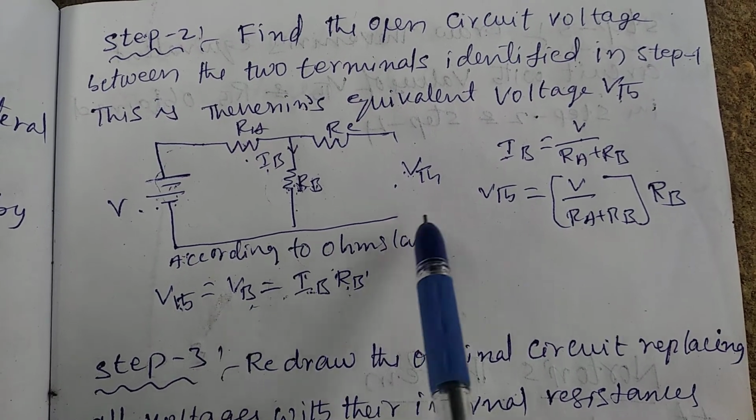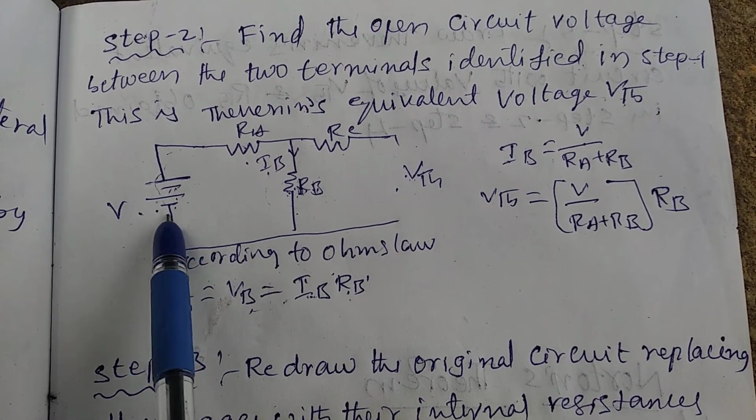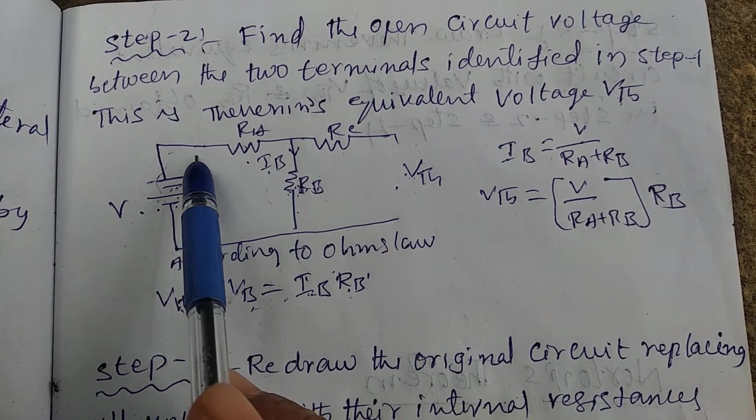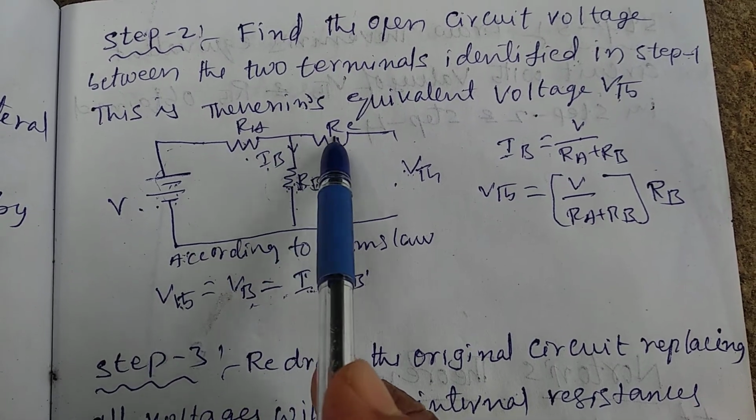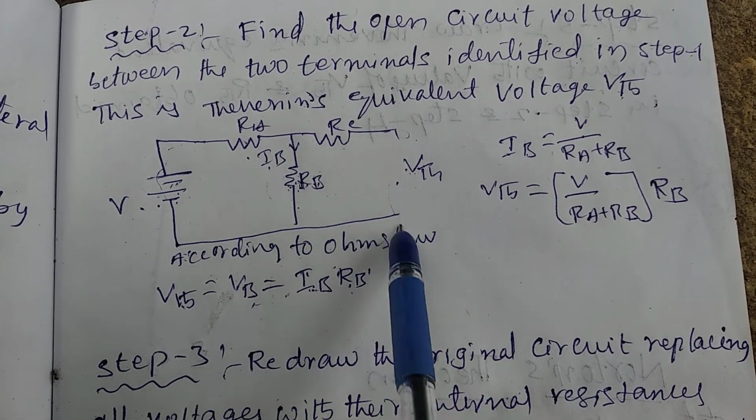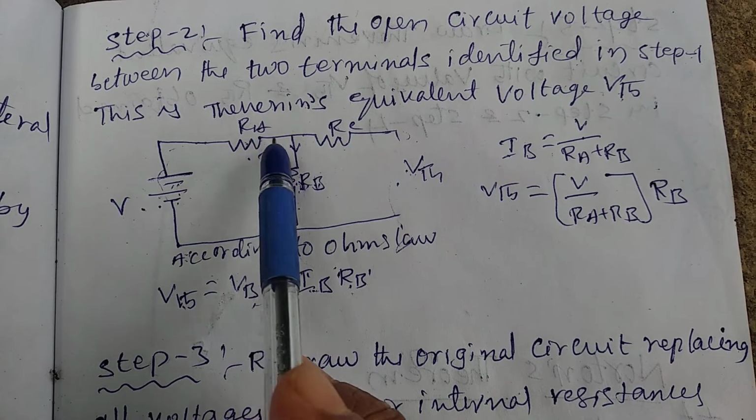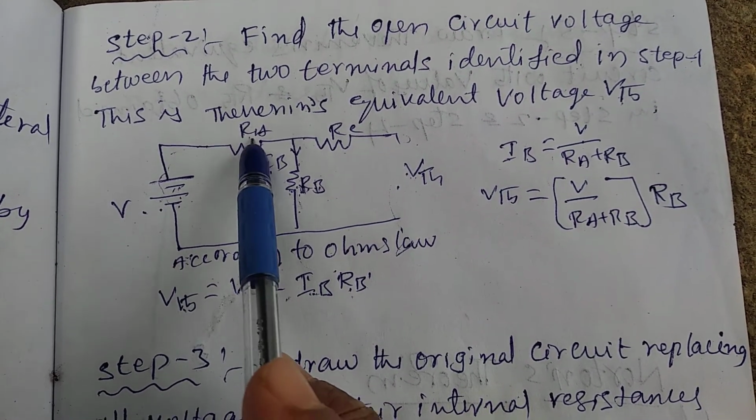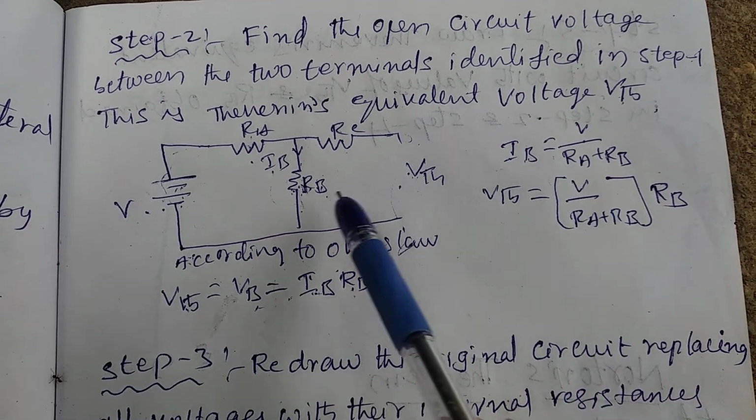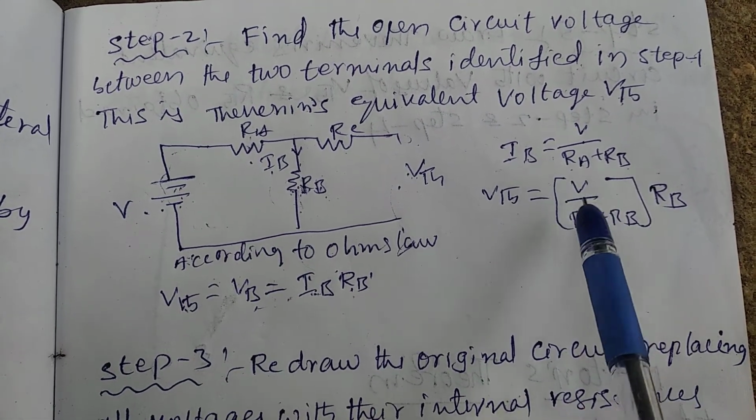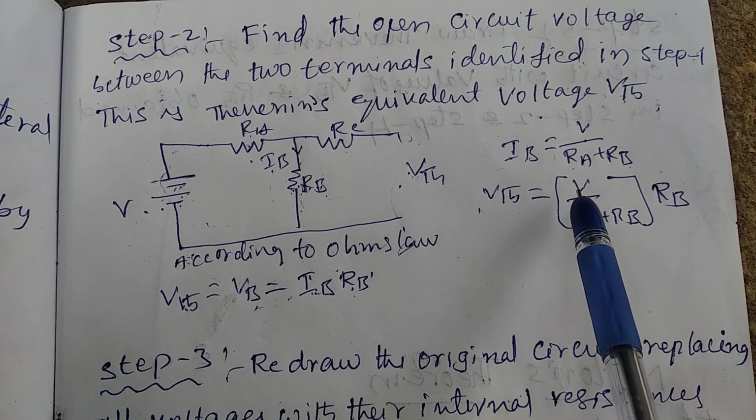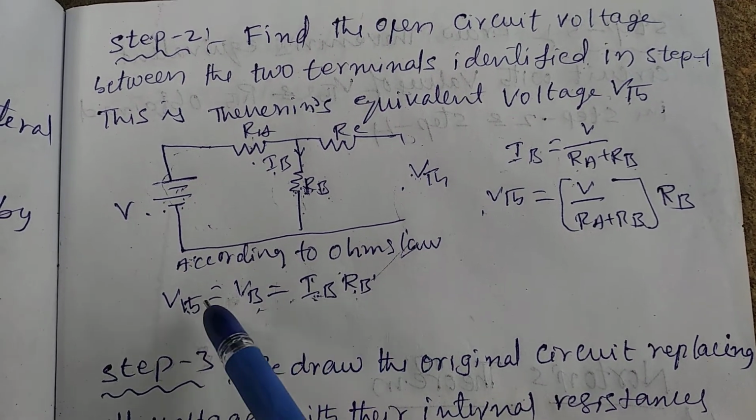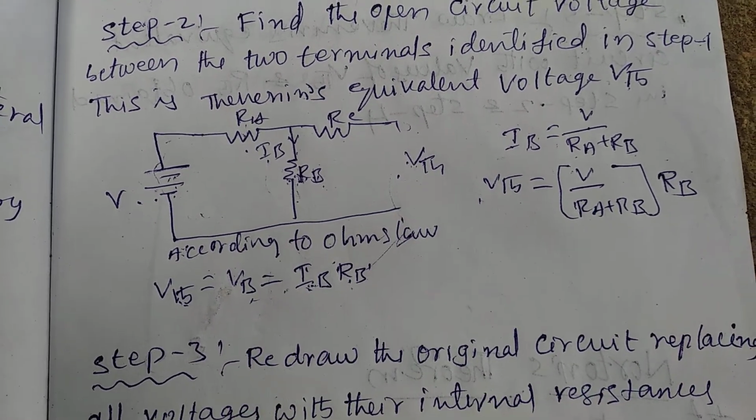Let me calculate Ib. The current flows like this. Whatever current flows here, the same current flows here. Why? Because current cannot flow in Rc, since that branch is open. So current can flow only here, let it be Ib, and the same current flows through Ra and Rb. So Ib equals applied voltage V divided by Ra plus Rb. Substituting this in the equation, Vth equals V Rb by Ra plus Rb. So we get this.